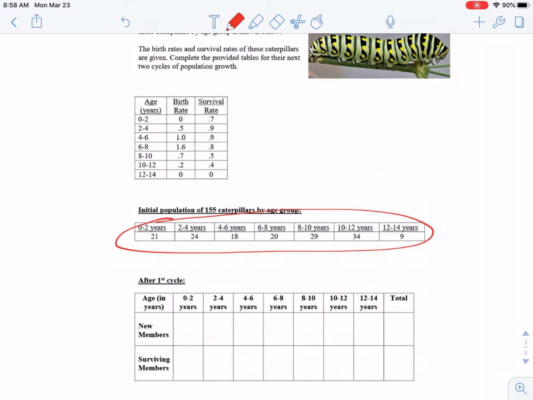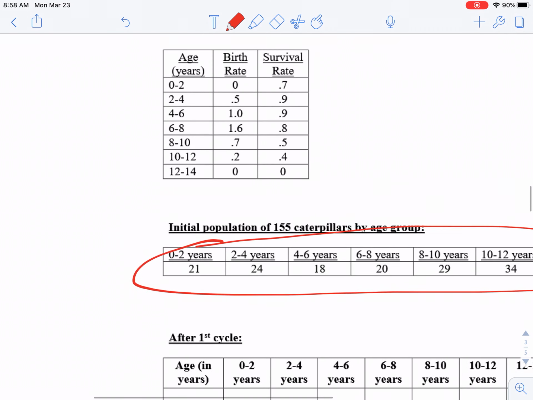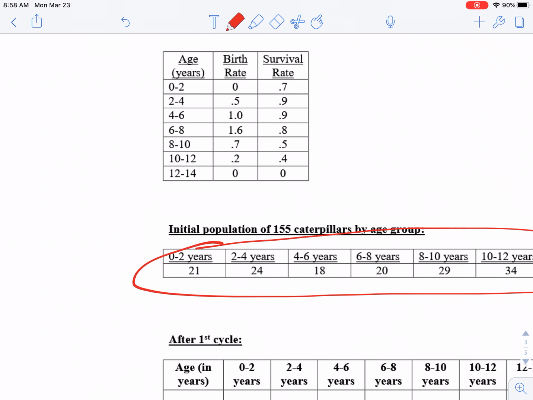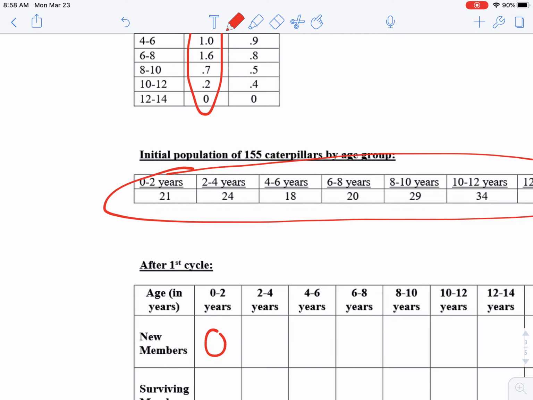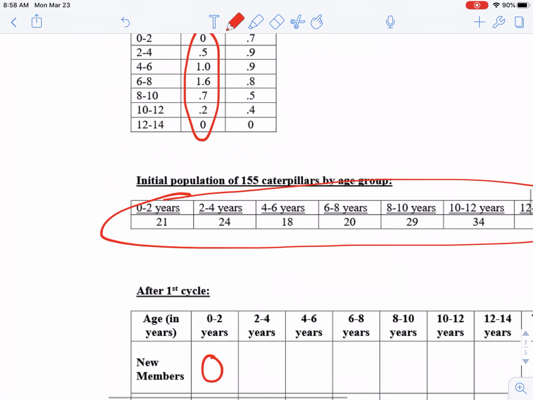So there's 21 0 to 2-year-olds, and they give birth at a rate of 0. We're matching all these numbers up with this column right here. The 21 goes with the 0, the 24 goes with the 0.5, the 18 goes with the 1.0, and so forth. So 21 0 to 2-year-olds give birth at a rate of 0. That's just 0 when you multiply them. Multiply all the way down the line.